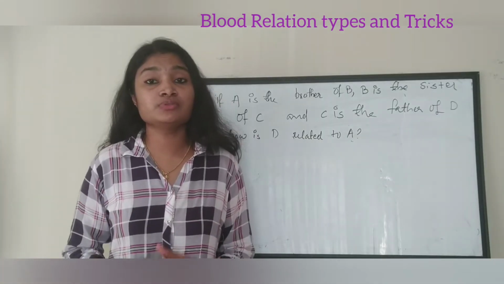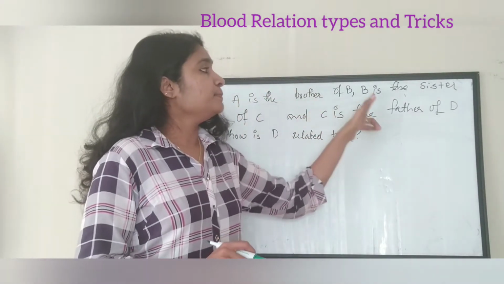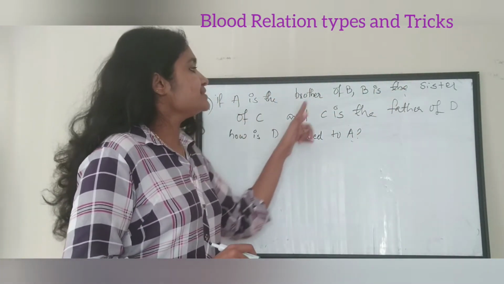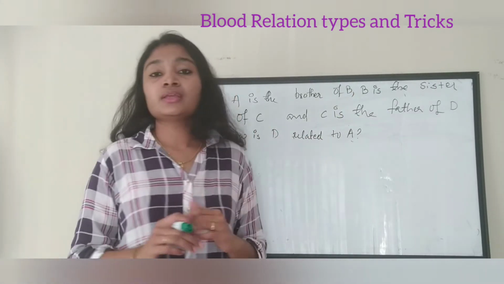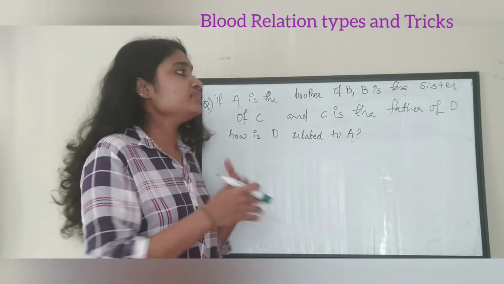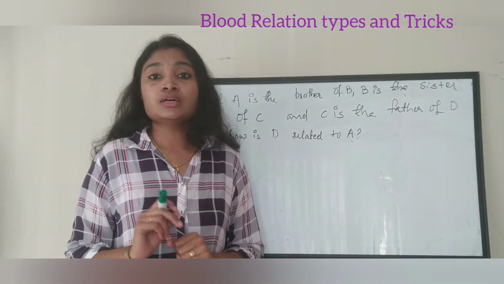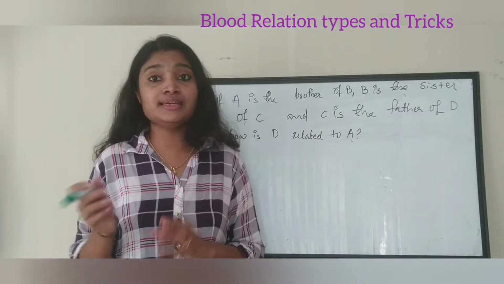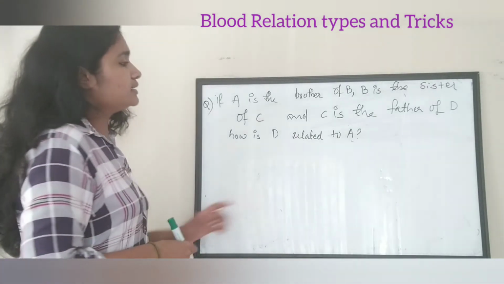The next type of problem we are going to face is this. If A is the brother of B, B is the sister of C, and C is the father of D, how is D related to A? Okay, so we have a lot of variables here, or a lot of persons here, and we have to finally find a relation between two persons. So here that is D and A. So there is a D here and there is an A here.